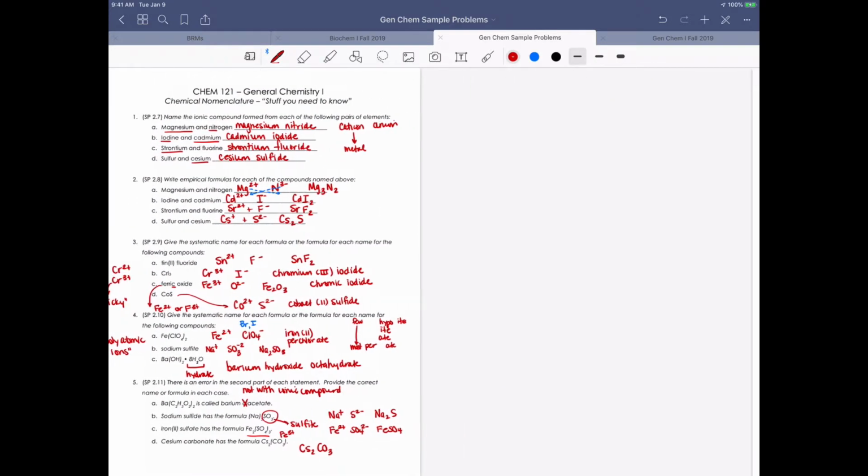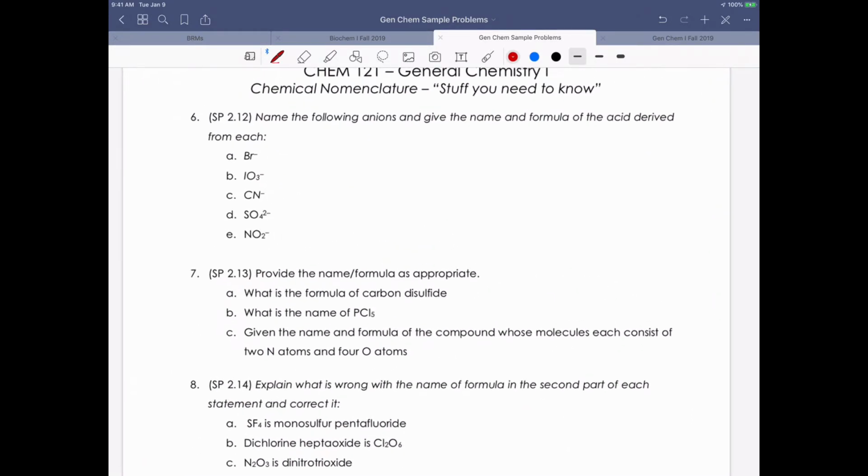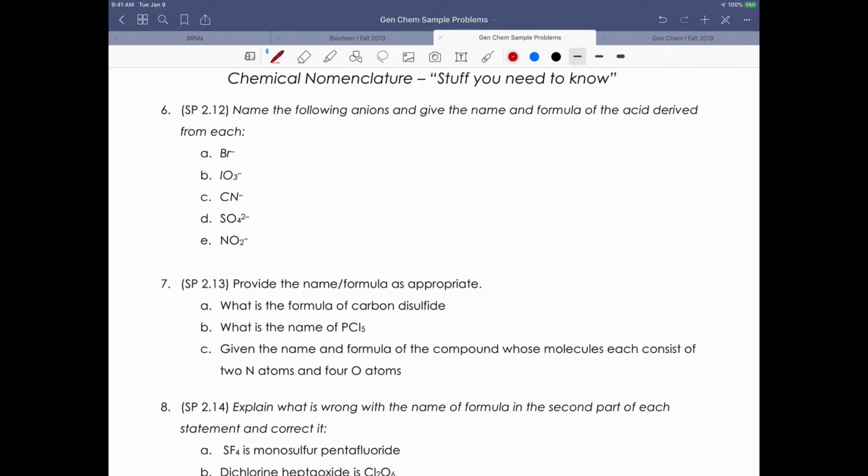Moving on to the second page of problems that we have here. Name the following anions, which seems pretty straightforward, but part of this problem is getting us to think about how we would have the acid that's derived from that anion be named. So in this case, this Br- is called bromide.